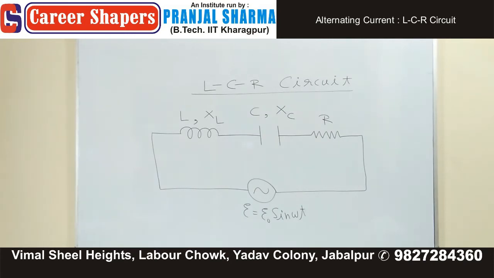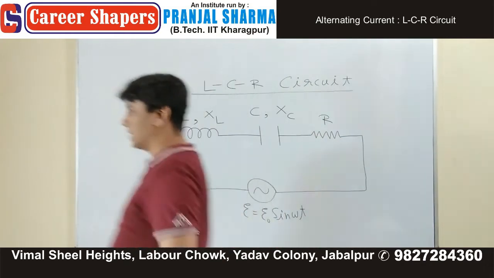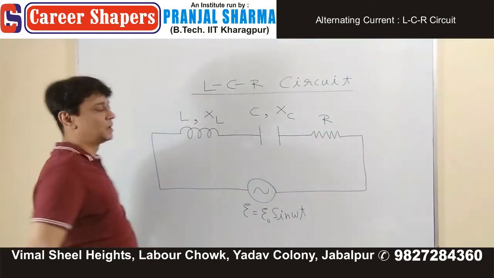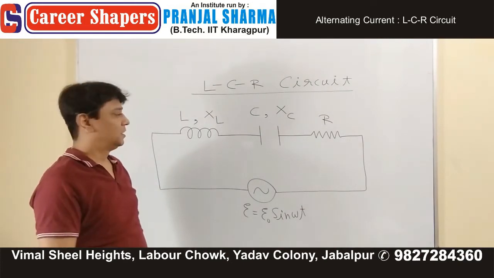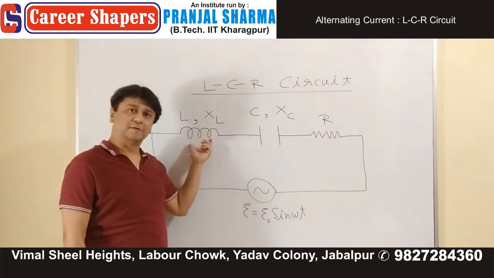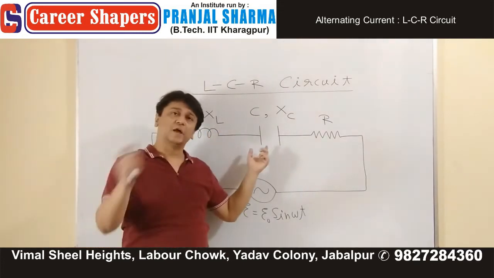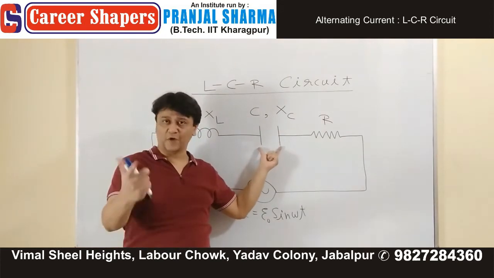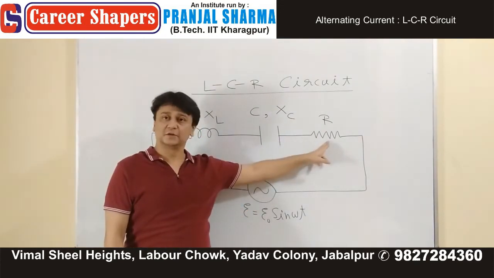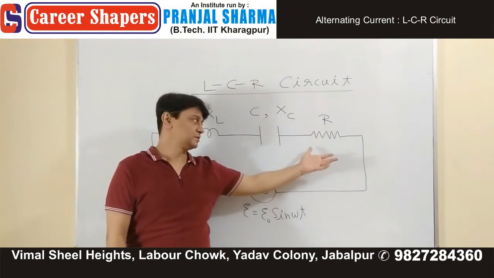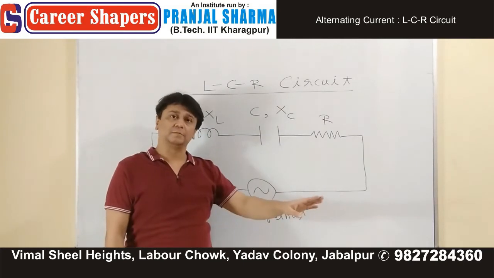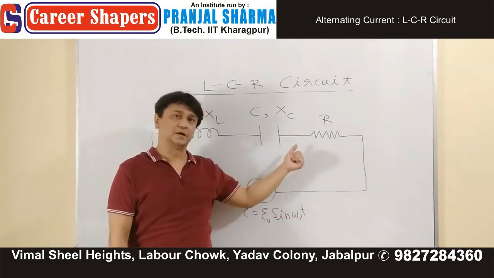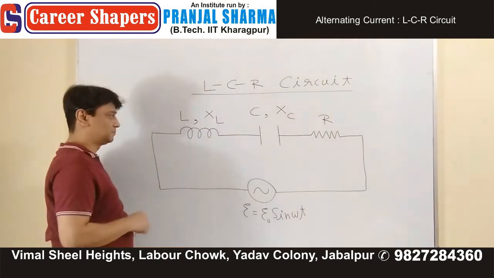Good. All three are in series, and therefore they all will have the same current all the time. If current in this is 5 amperes, then that very moment current in this will also be 5 amperes. Current in this will also be 5 amperes. They are in series, and therefore every time you look at this circuit, current will be same.